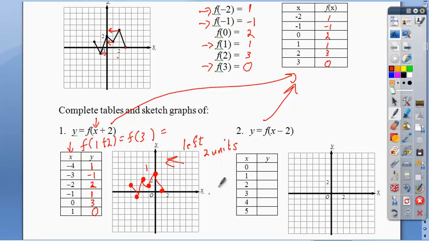So on this next one, I want you guys to try this one out and see what you come up with, and I want you to tell me which way this shifts and what it does.